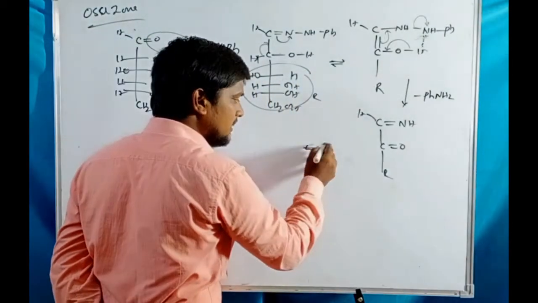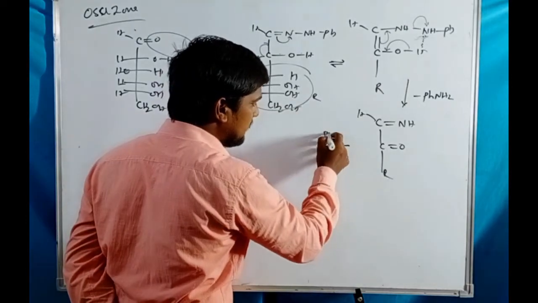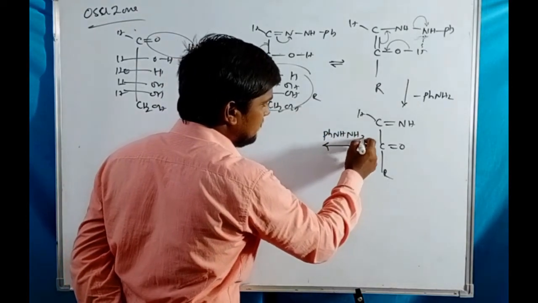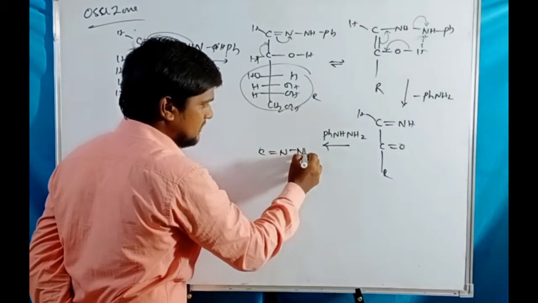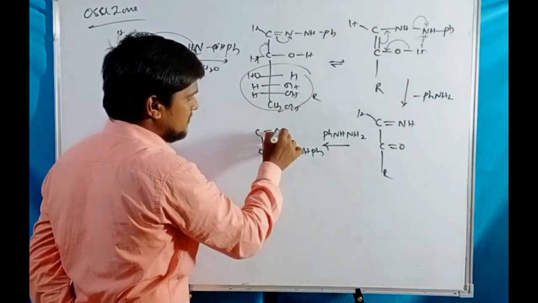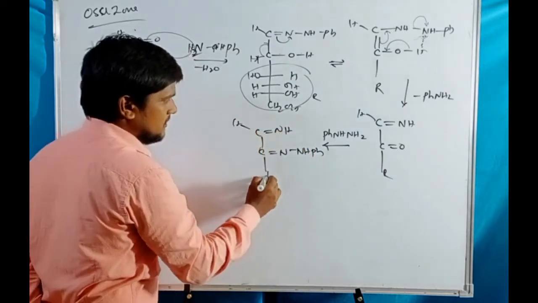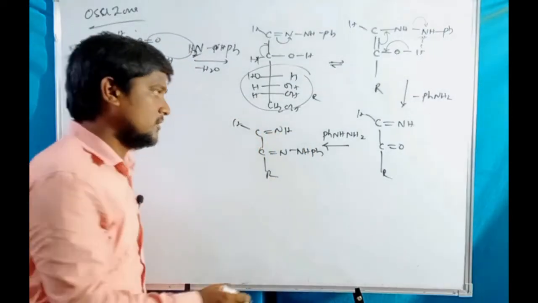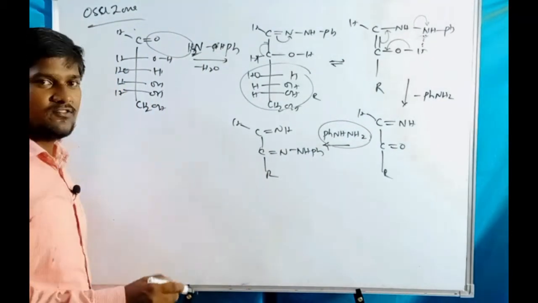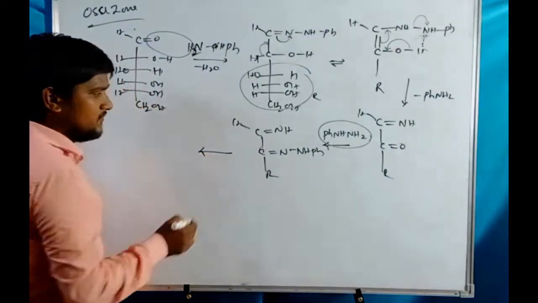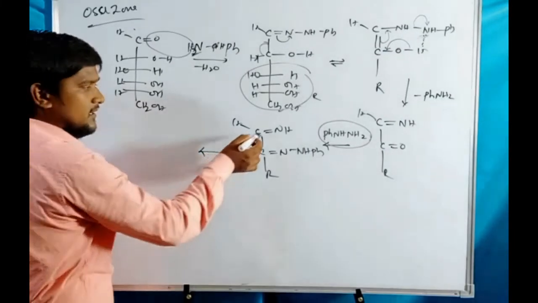Now again the second mole of phenylhydrazine converts the carbonyl compound into the corresponding imine, NH phenyl, here C double bond NH, hydrogen, R. So this is the second mole of the phenylhydrazine. Now the third mole of phenylhydrazine converts it into the amine.